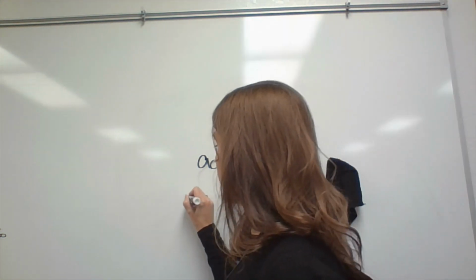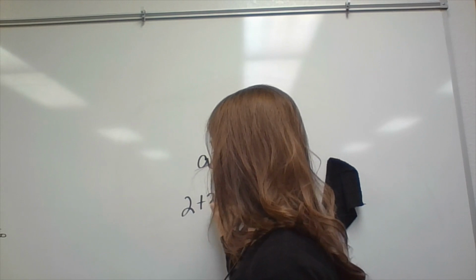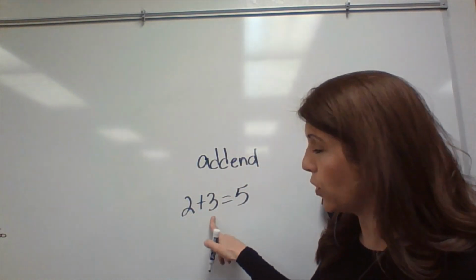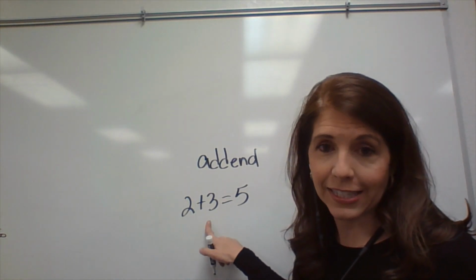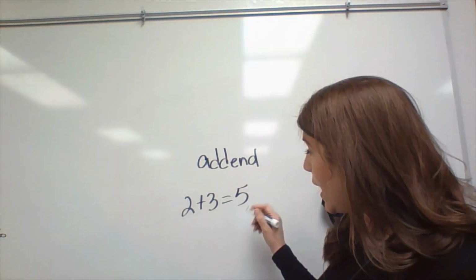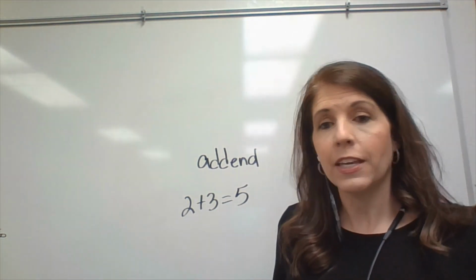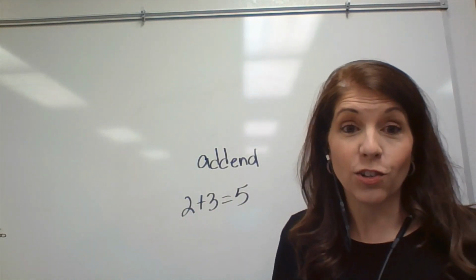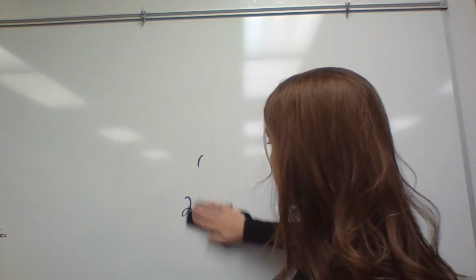So if I had that equation again, it looks like this, right? 2 plus 3 equals 5. The 2 and the 3 are addends. They're both addends, the things that you're adding. And the 5 is the answer, which is called the sum. Okay, so this whole thing is an equation. These are addends, and that's the sum. Okay, so make sure that you get those down in your math notebook today.